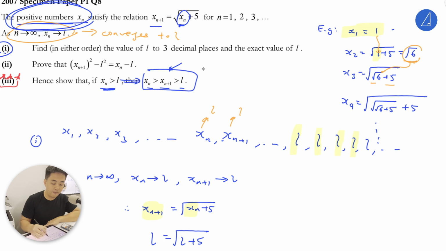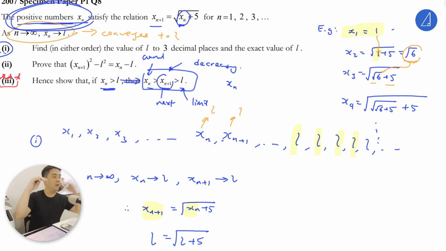It tells you what? It's decreasing, right? Can you tell me it's decreasing? Because if xn, the current term, is bigger than the next term, then subsequently it will be bigger than the limit. So it's actually decreasing. You don't go into this like a headless chicken.